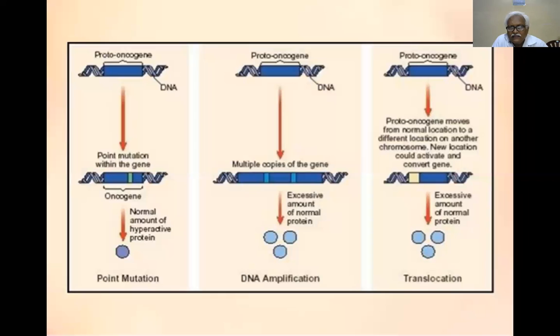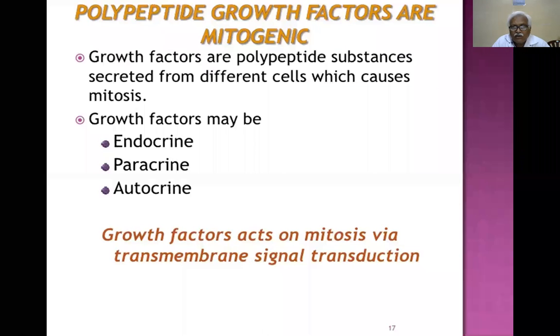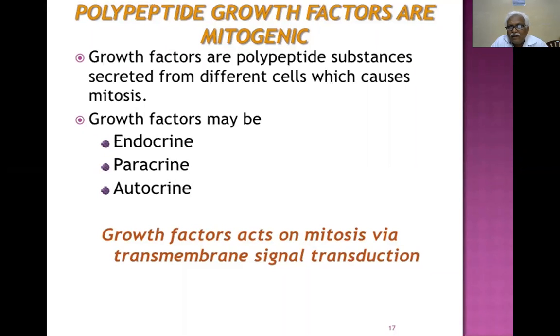And the proto-oncogene moves from its normal location to a different location on another chromosome. The new location could activate the gene, resulting in an excessive amount of normal protein, leading to translocation. So these are all the terms that you should become more conversant with by repeatedly studying and repeatedly writing them down in your notebook. Then polypeptide growth factors.